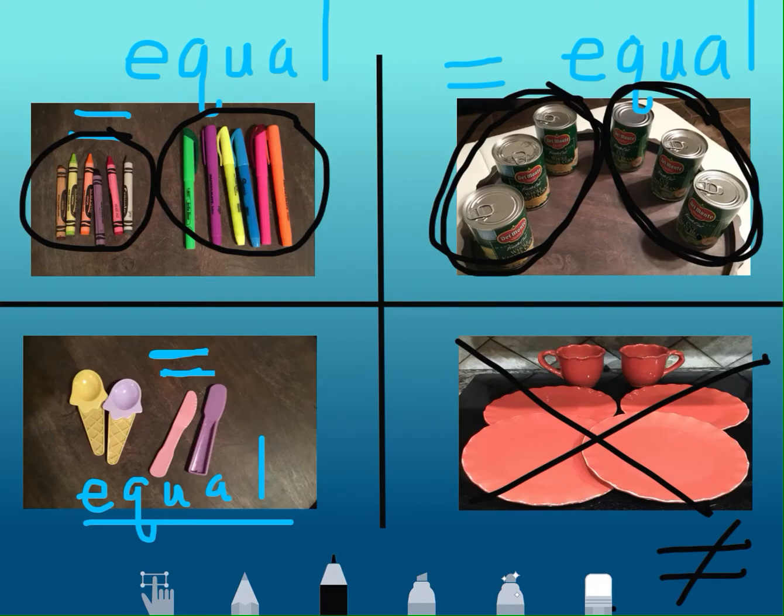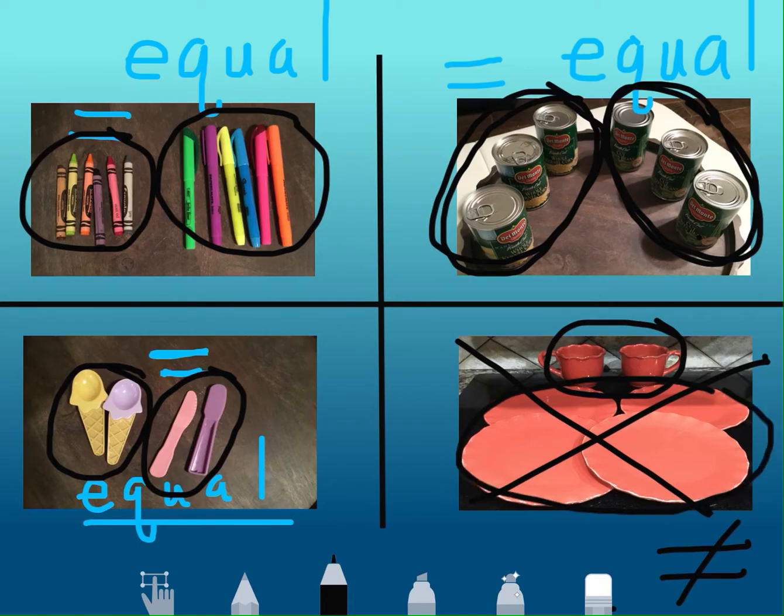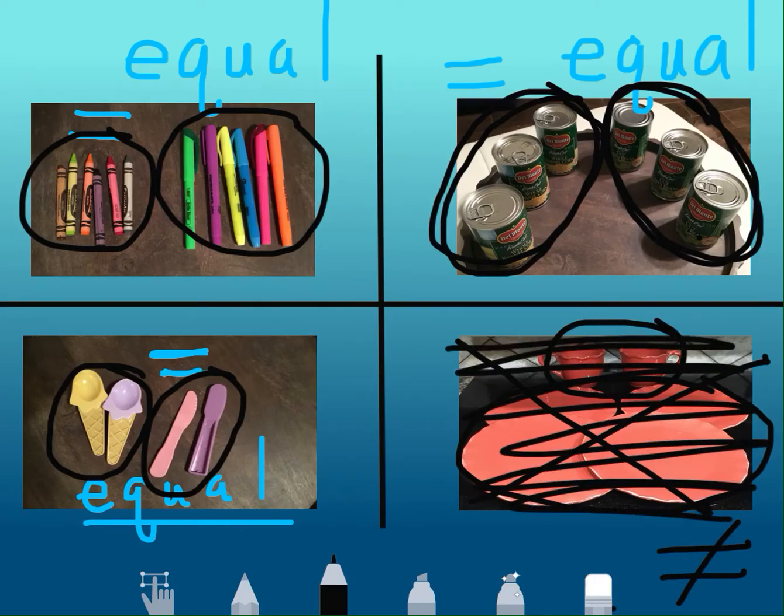3 and 3 is equal. It's the same. Okay, there are 2 spoons here and 2 knives here. 2 and 2. 2 is equal to 2. It is the same. But here we had 2 and 4. 2 and 4 are not the same numbers, are they? So this group here is not equal. All the other groups are equal.